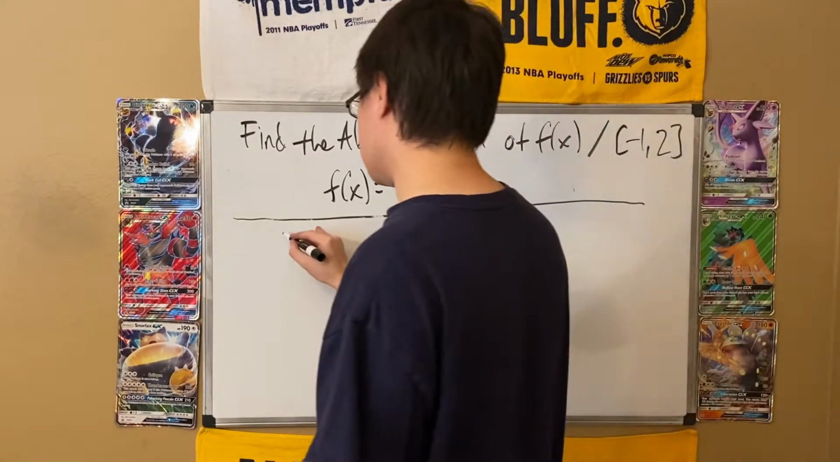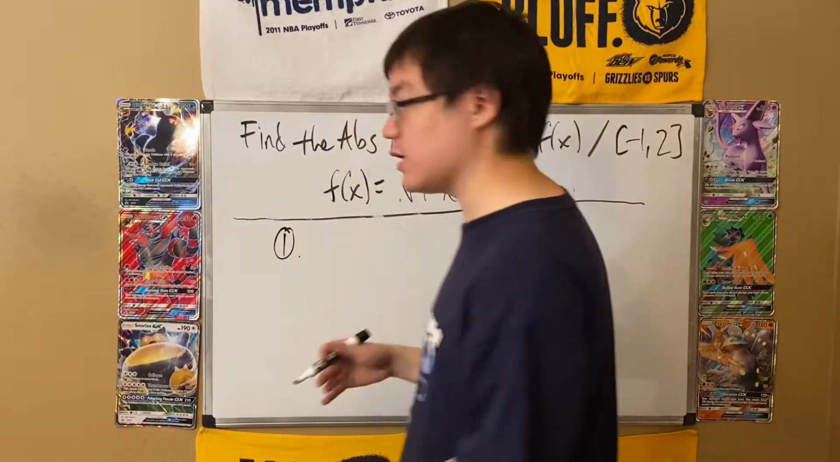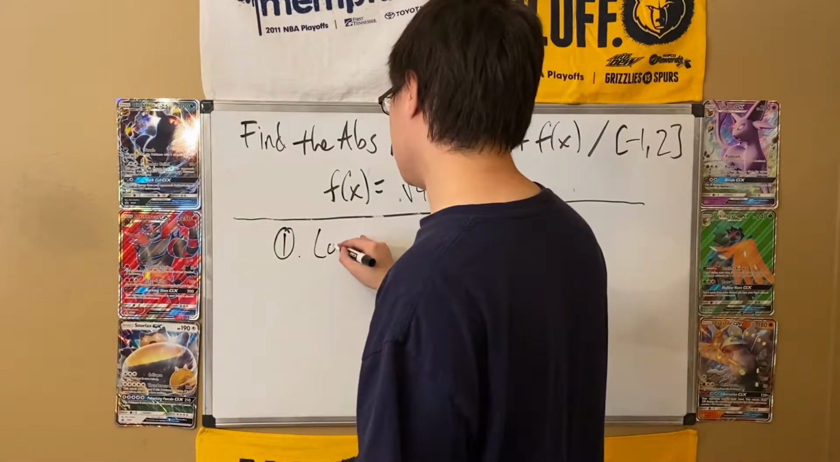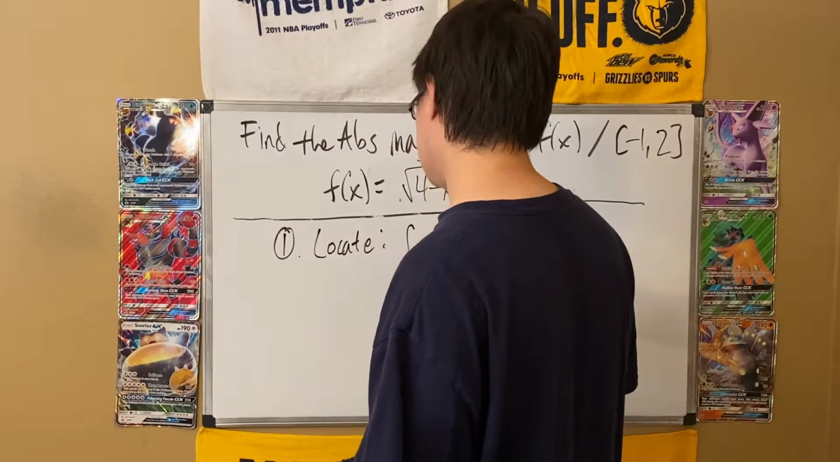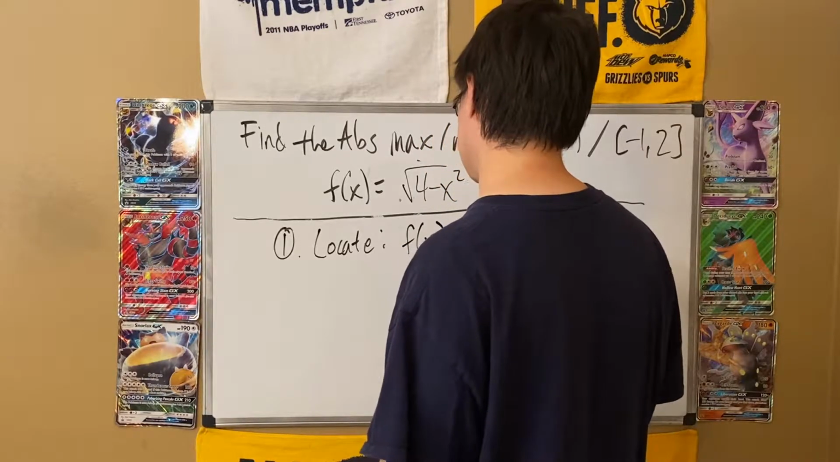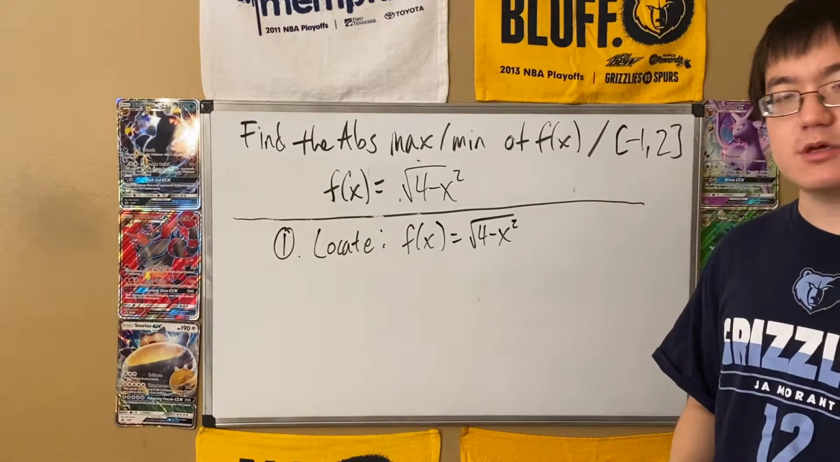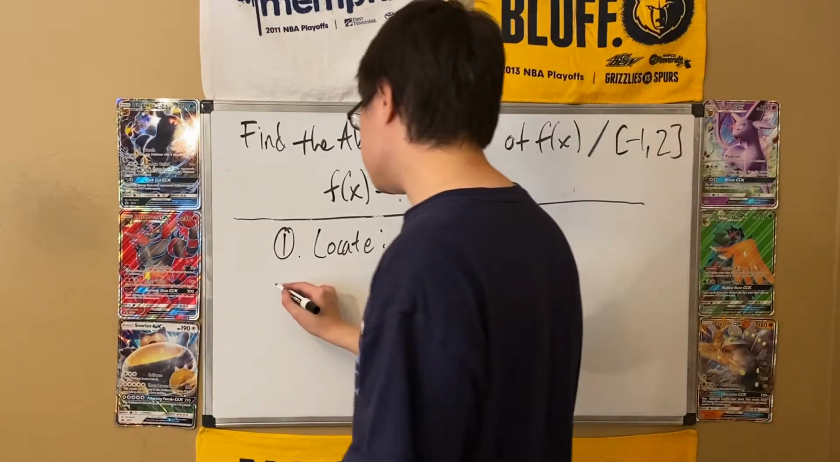In this case, just like the previous example, the locate is the given, but keep in mind that sometimes this will not be the case. So in this case, the locate is the given. I'm going to still write it because I like to do the same thing every single time. Locate the function I'm taking the absolute maximum and minimum of. The second step is take the derivative.